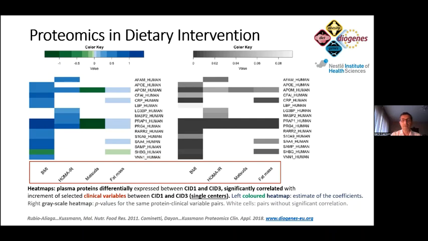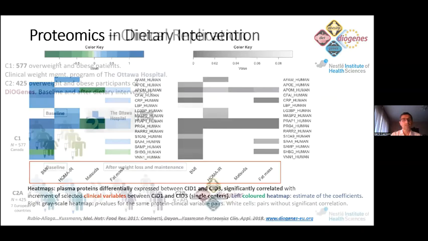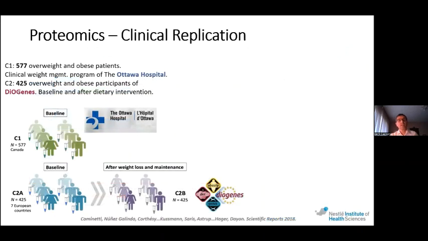And this is an example of single centers. The left colored heat map shows you the estimate of the coefficients, and the right grayscale heat map shows you the p-values. Now, we went into something that was at the time pretty much unheard of.